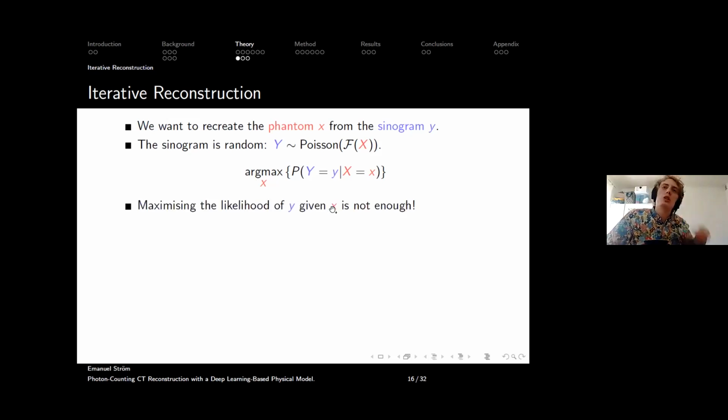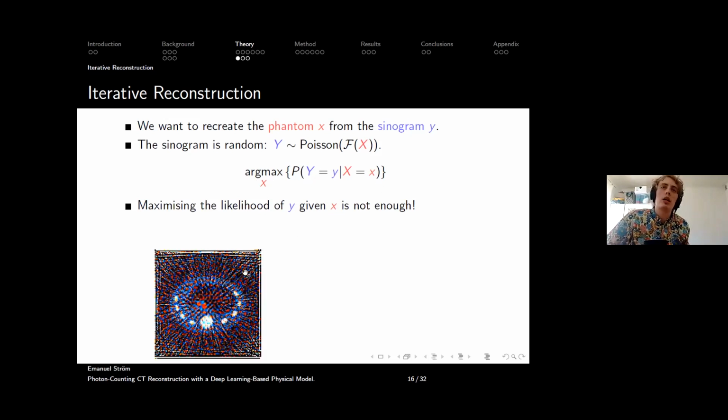Reconstructions, when you use this method, can look something like this. We have something that is not physical at all. We have high variations inside this image. And we know from the fact that we have access to the ground truth in this case that this is not a realistic reconstruction. So the solution here is that we regularize this optimization problem.